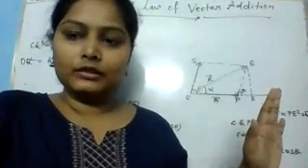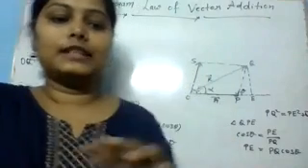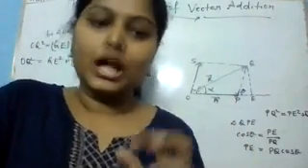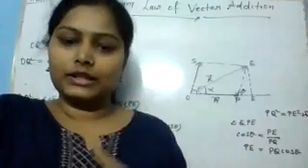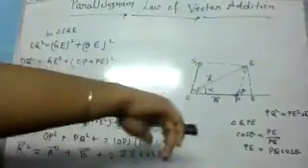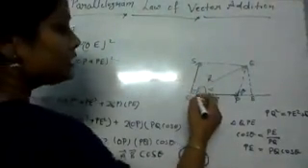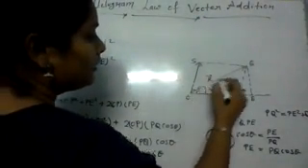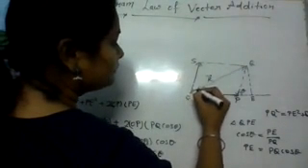Is that much clear? Now let's see the mathematical representation. How can it be proved mathematically? Now let's see. You can see this bigger triangle OQP.